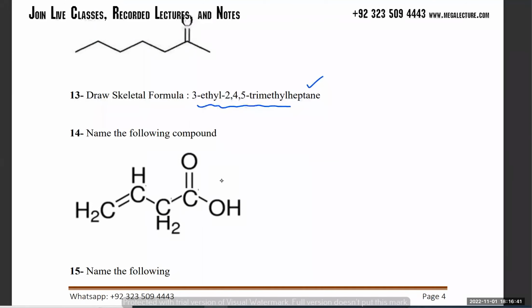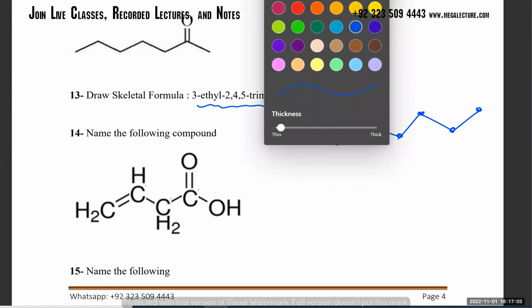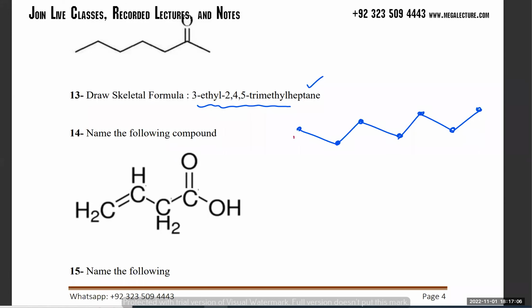Heptane is 7 carbon atoms. So that's 1, 2, 3, 4, 5, 6, and then you've got the 7th one. Okay, so 7 carbon atoms, heptane. And on the third one, there's an ethyl. So there are 2 carbon atoms on the third one. So that's ethyl. And on 2, 4, and 5, there's a trimethyl. So that means 3 methyl groups.